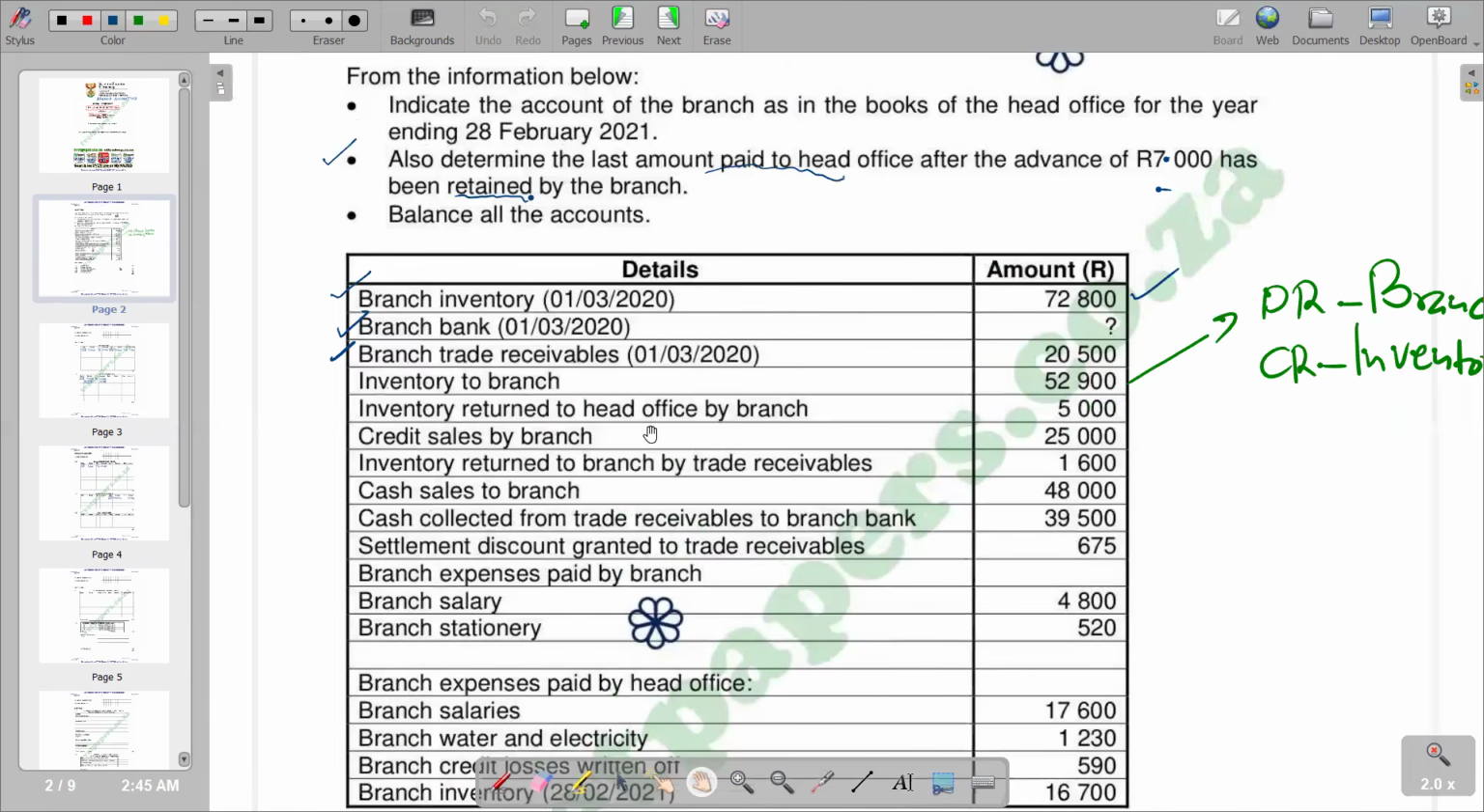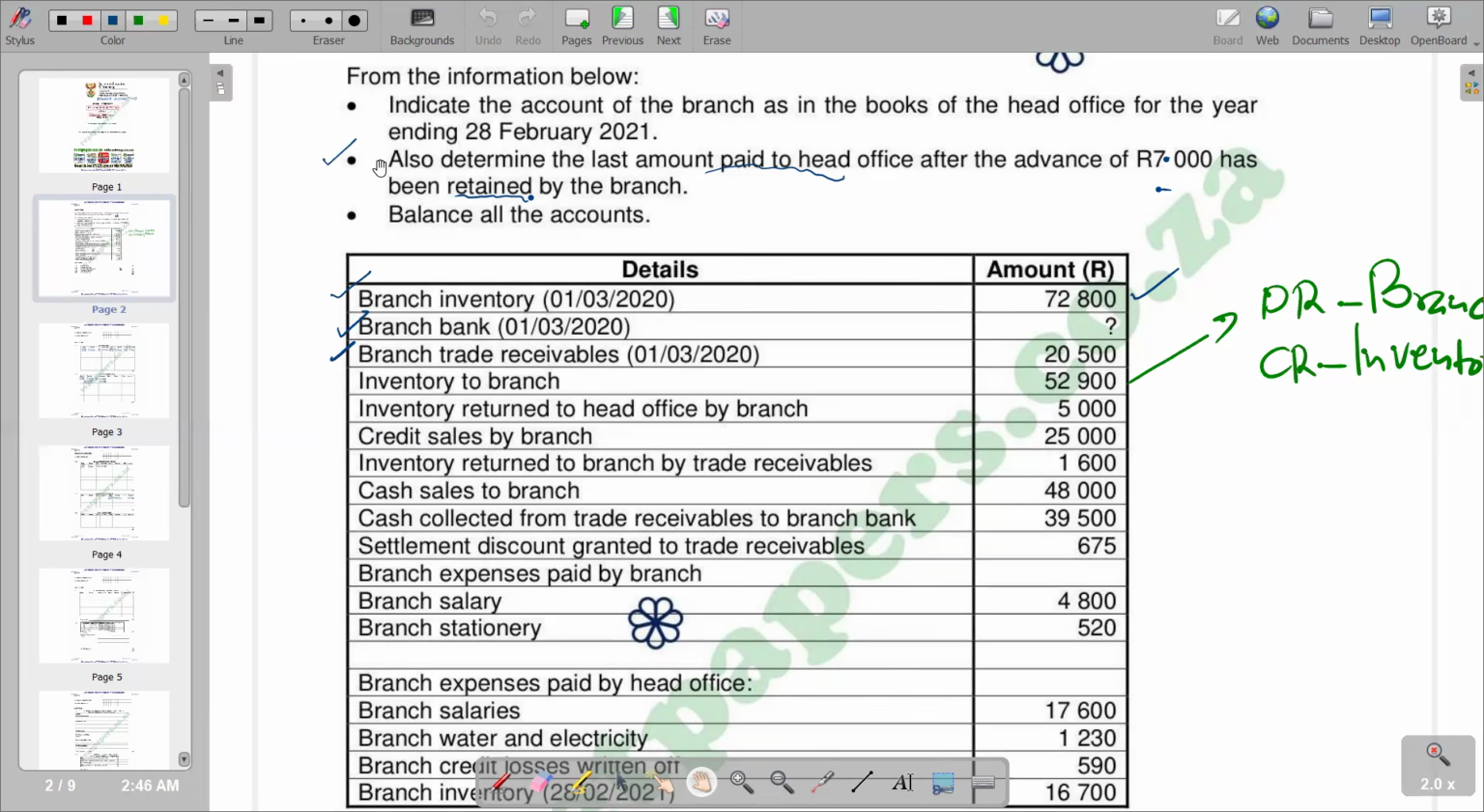Then we proceed to the next one, which is now inventory returned to head office by branch. You see now this one is moving from branch to head office. So remember, when branch receives, we debit branch inventory. So when it's now going the opposite direction, it means it's going out. So we're going to credit the branch inventory with 5,000, and then we debit inventory to branch with 5,000. So remember, inventory to branch is the substitute account that we have acting as our head office. So that's how we are going to complete our double entry.